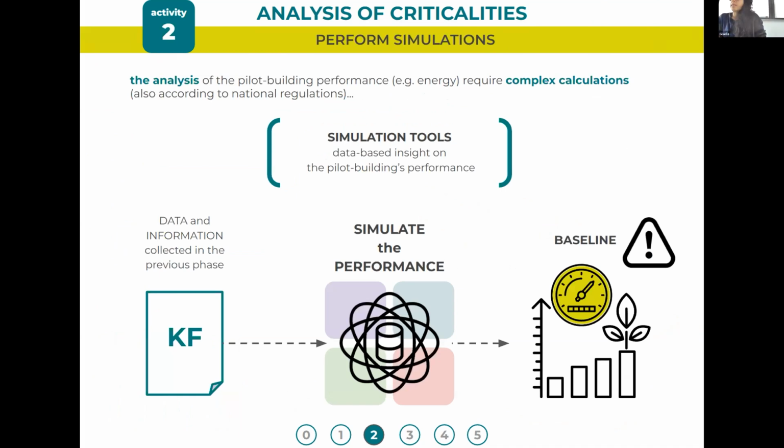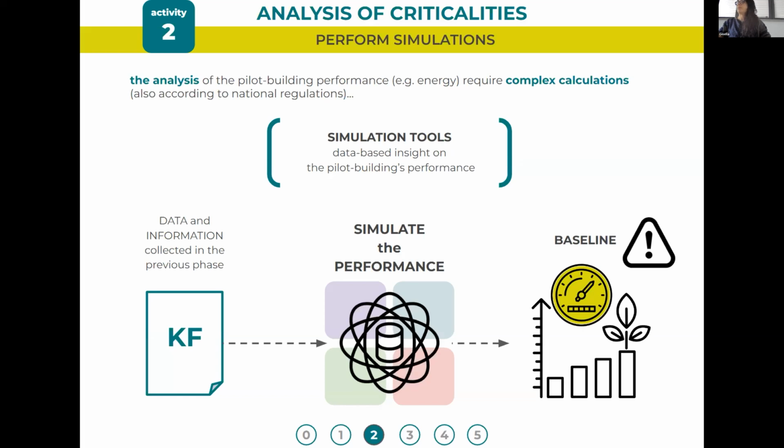Going to the second activity, so we set this minimal requirement. Now we have to compare to understand if the performance of our building complies or not with these minimal requirements. From the knowledge framework, we have some data about the performance of the building, but sometimes some energy and environmental performance of buildings require complex calculations, also according to national regulations. And it is for this reason that the simulation tools can help in giving a data-based insight on the pilot building's performance.